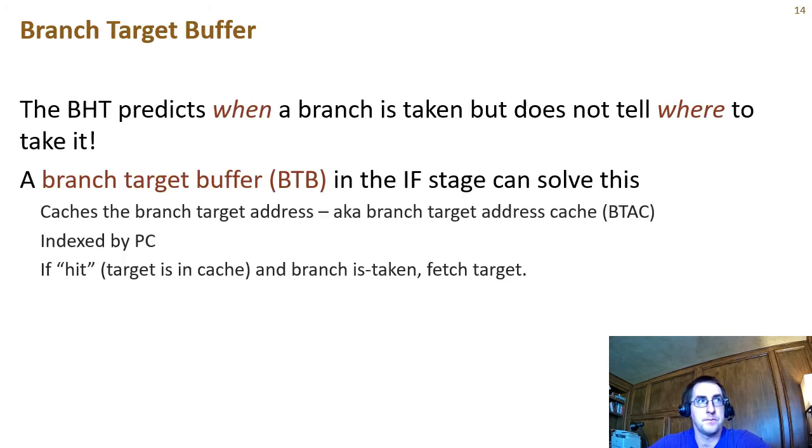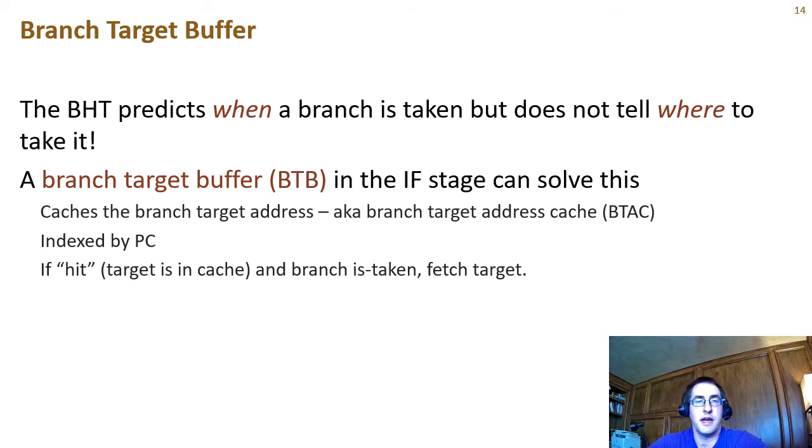So the final problem to solve is how do we actually predict taken and fetch the predicted taken target in the fetch stage. The branch history table predicts when the branch is taken, but it doesn't tell us where to take it. A different structure called the branch target buffer, BTB, in the instruction fetch stage is used to solve this. The BTB caches the branch target address. Sometimes this structure is also called a branch target address cache because it's a cache of the branch targets.